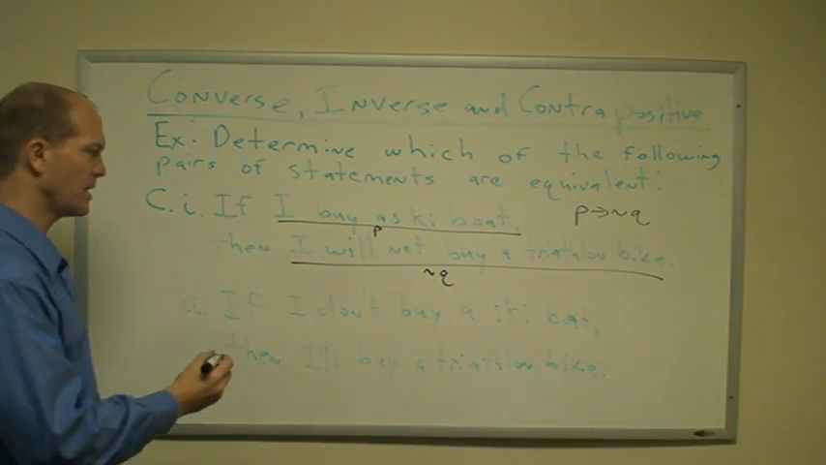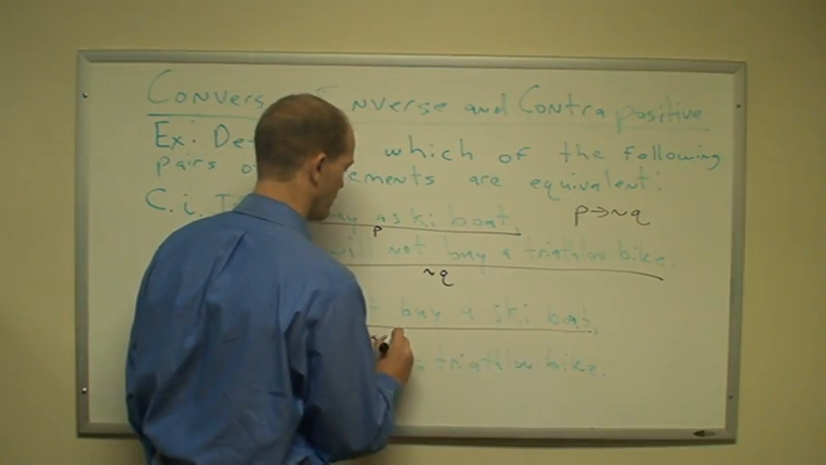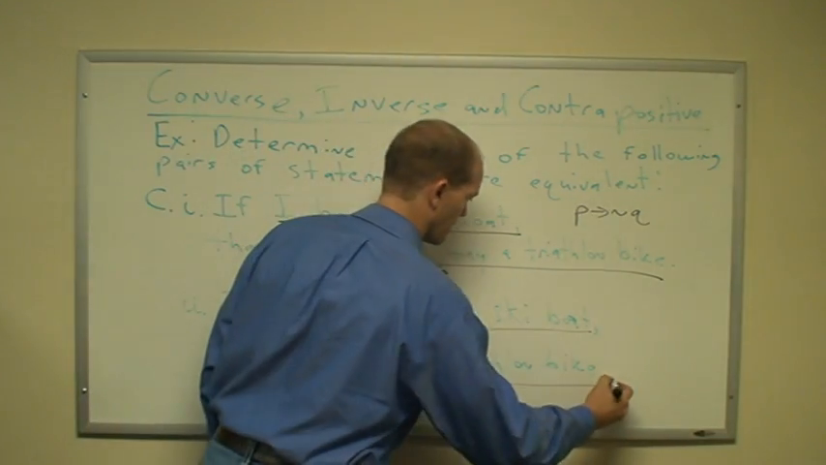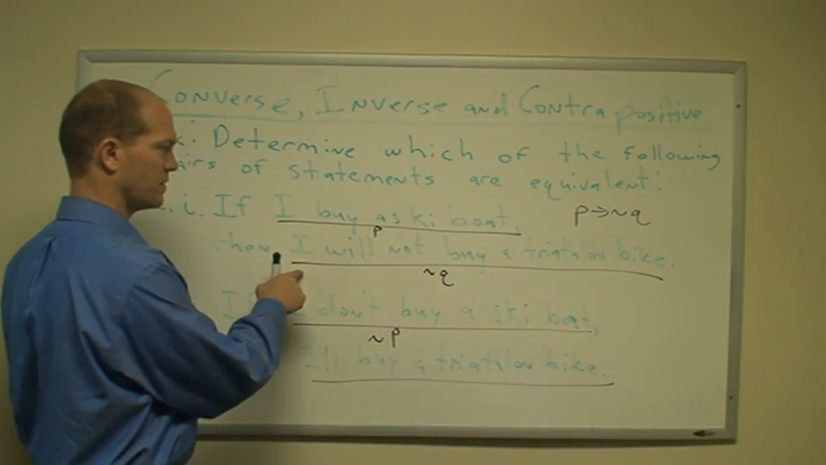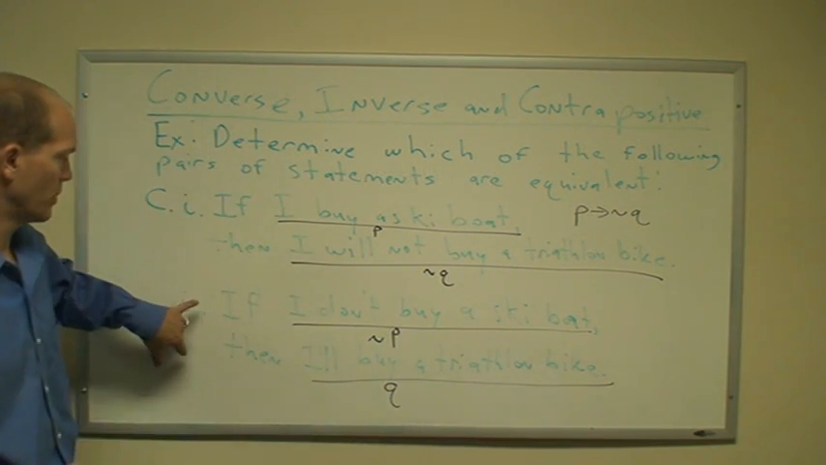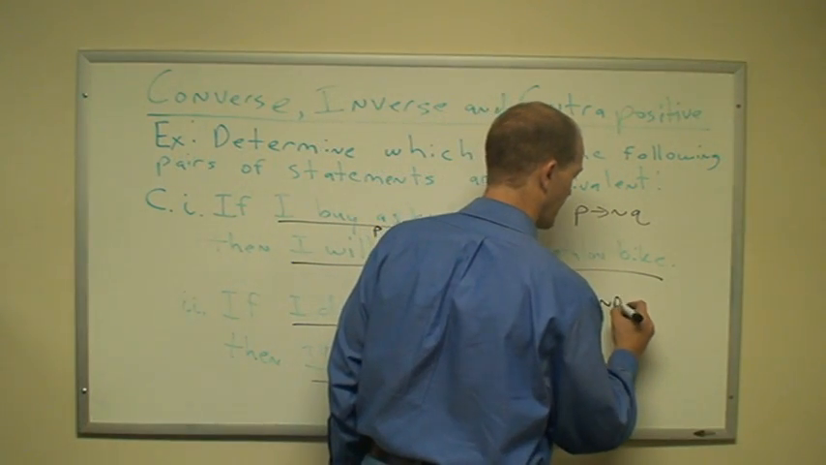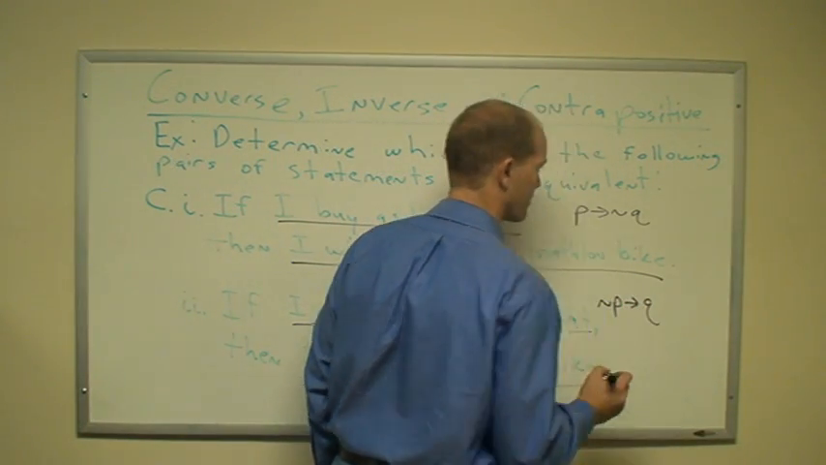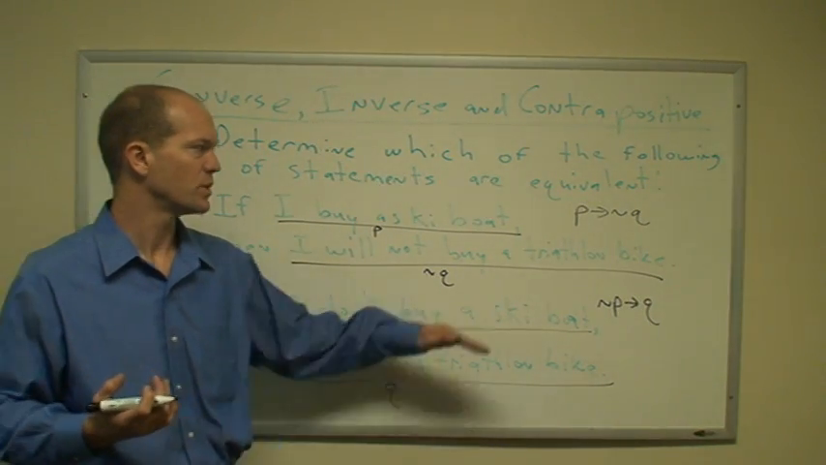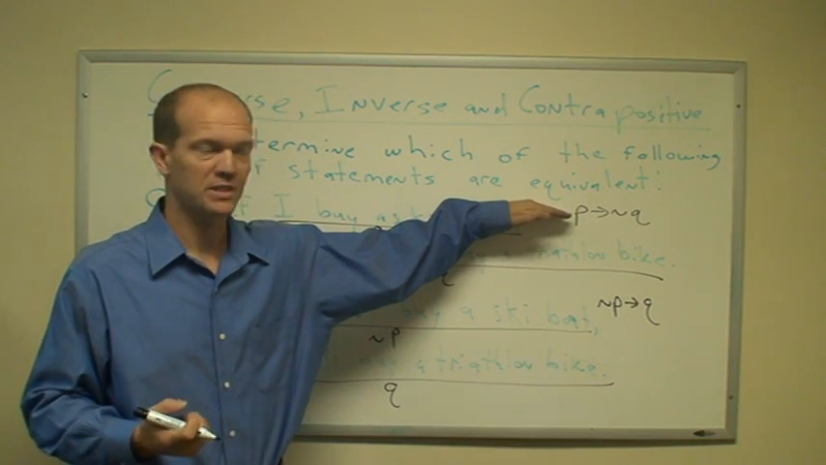Look at the second statement, if I don't buy a ski boat, that's the negation of P, then I'll buy a triathlon bike. That would be relative to the negation of Q. Over here, this should be just Q. So the relationship I see in number 2 is if not P, then Q. Now this doesn't seem to fit identically with the relationships we started with, but let's break this down a little bit.